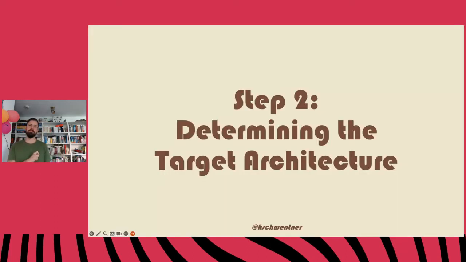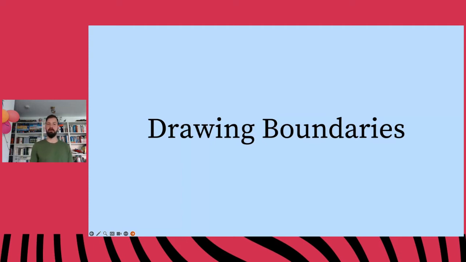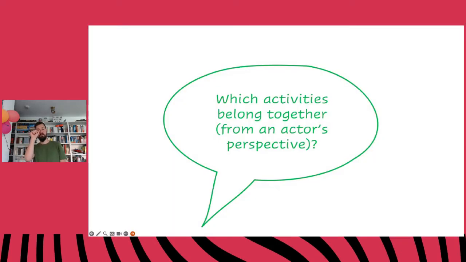So with step number 1, re-understanding the domain, we can now move on to step number 2, determining the target architecture. That means especially finding the vertical architecture, and we do this by drawing boundaries. So in our domain story, we draw boundaries by asking which activities belong together from the perspective of the actors. What are actors?